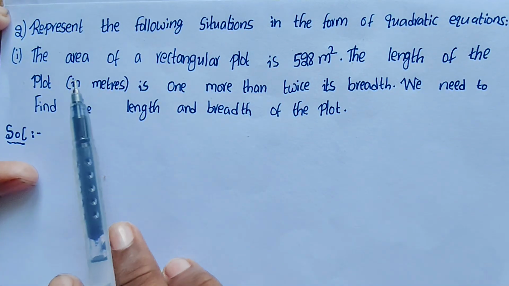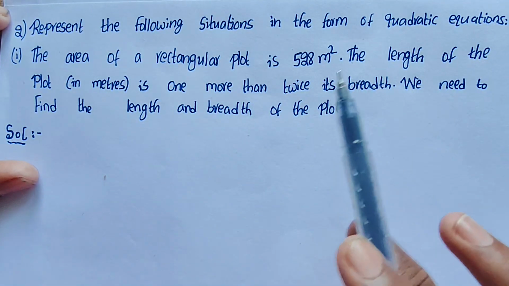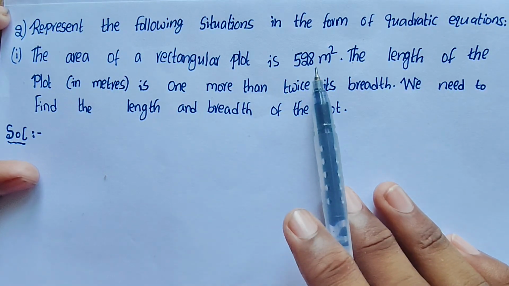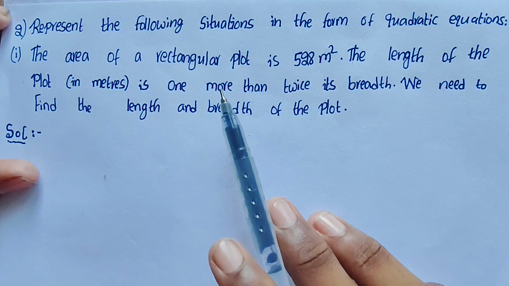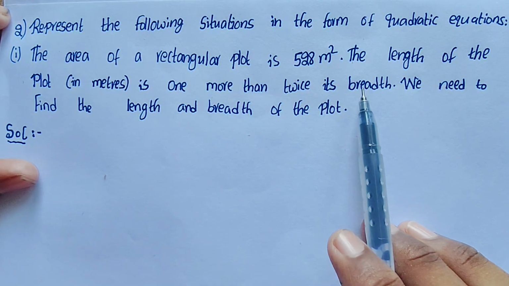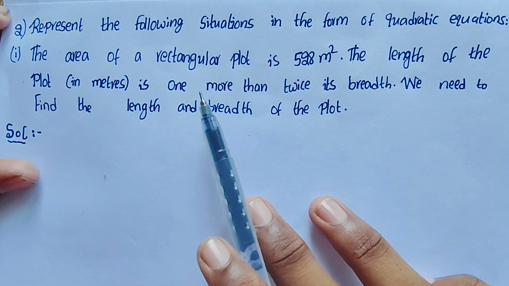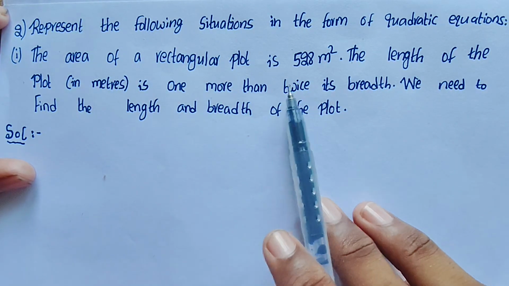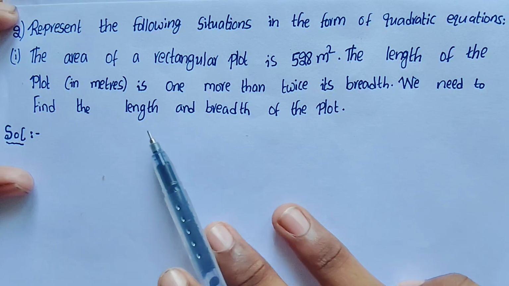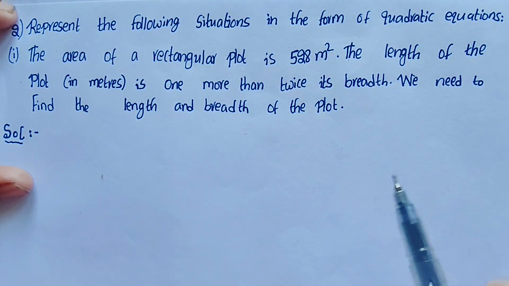So he gave the area of a rectangular plot. It is 528 meters square. He also gave the length of the plot. It is twice the breadth and one more than, that means 2b plus 1. So we have to find the length and breadth of the plot.